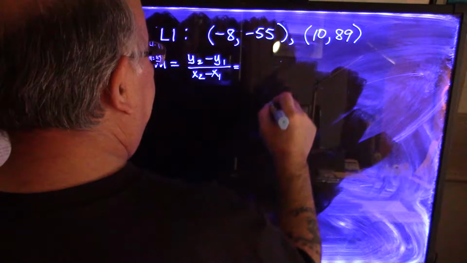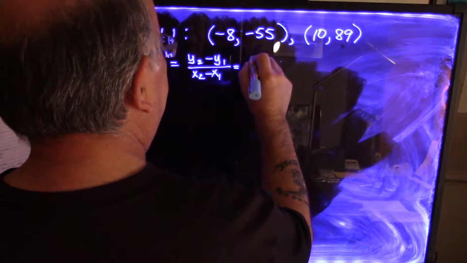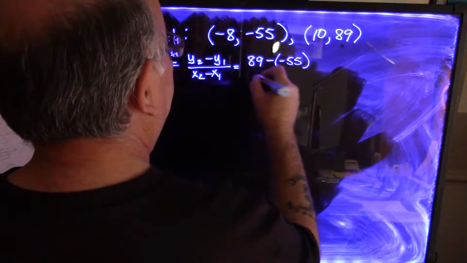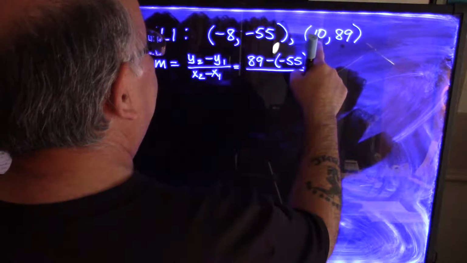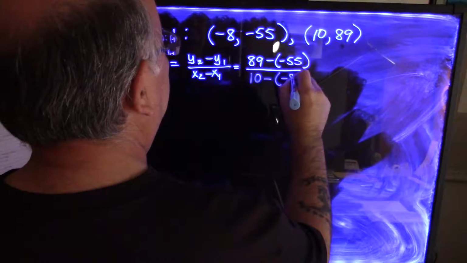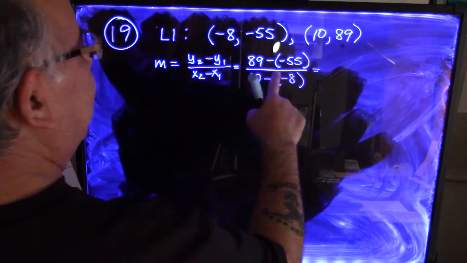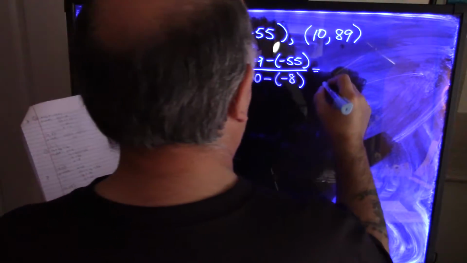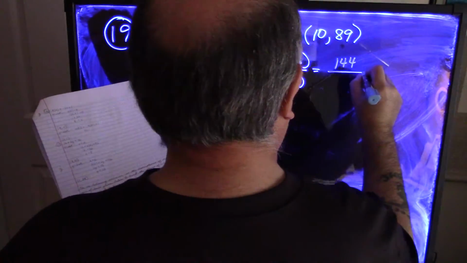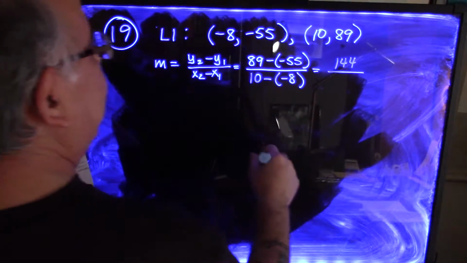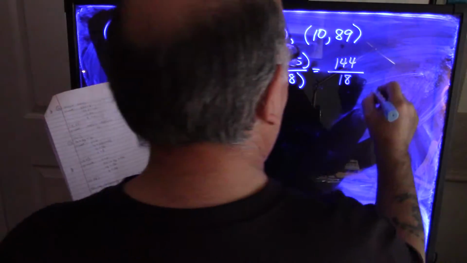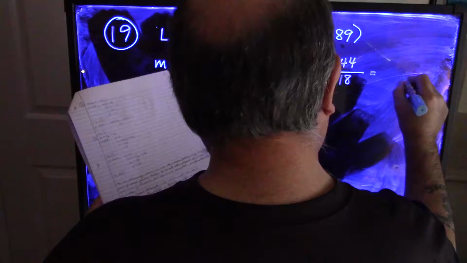Alright, so this minus that, 89 minus a -55, and x2 is 10 minus a -8. So it's 89 minus a minus is plus, 89 plus 55, which equals 144. And minus a minus again is plus, 10 plus 8 is 18. Alright, turns out 18 goes evenly into 144, and that equals 8.